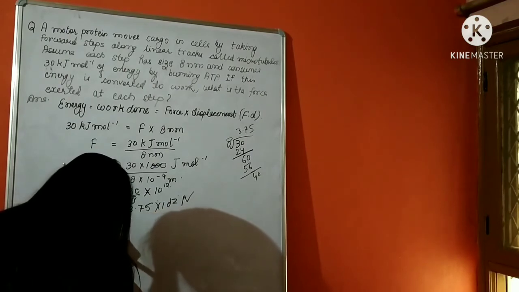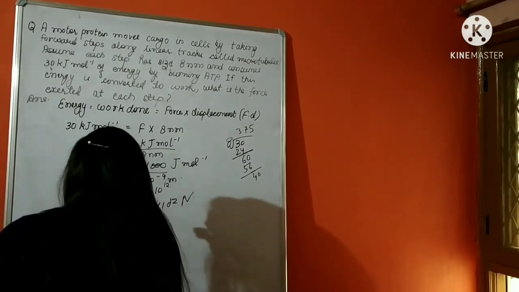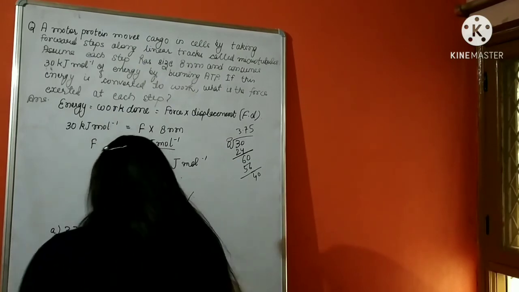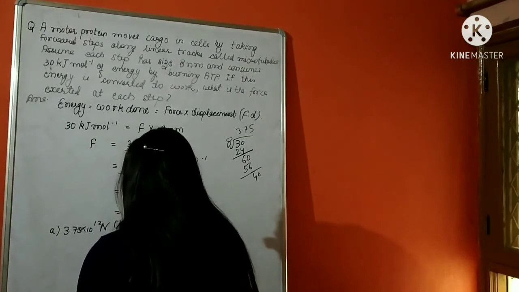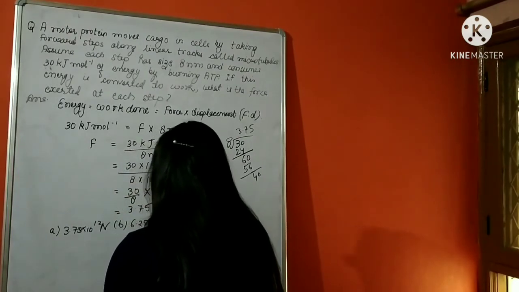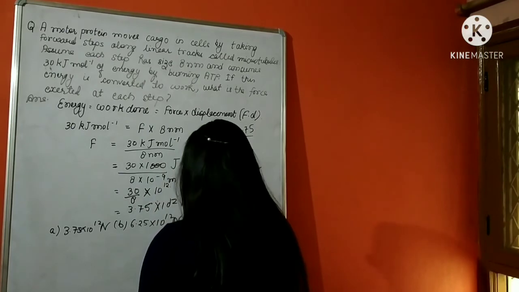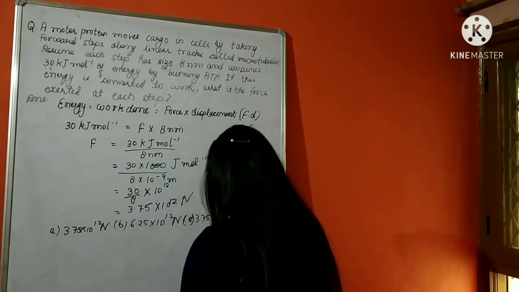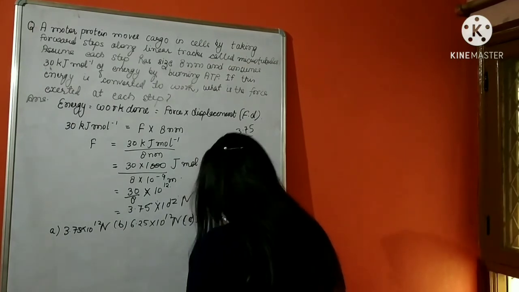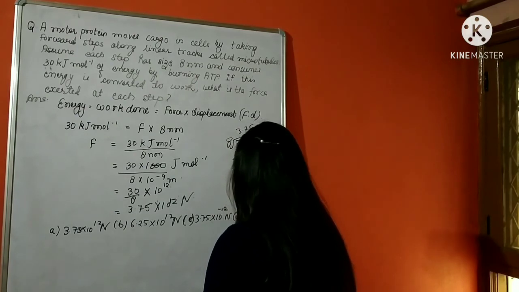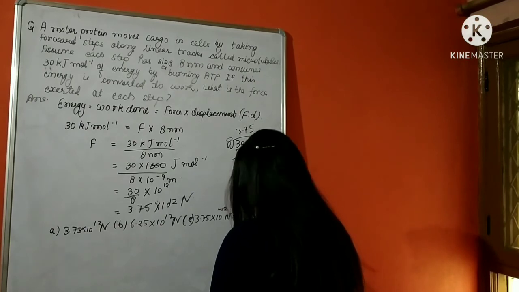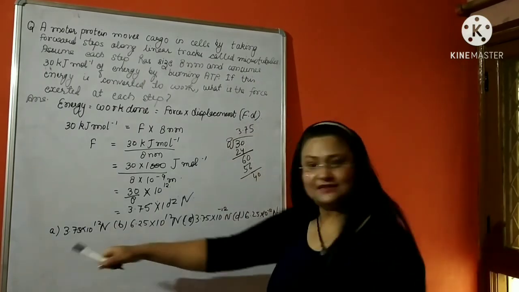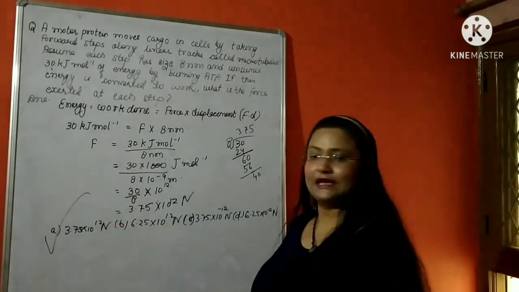And the options given were A 3.75 into 10 to the power of 12 newtons and B 6.25 into 10 to the power of 12 newton, C option was 3.75 into 10 to the power of minus 12 newton, and D option was 6.25 into 10 to the power of minus 12 newtons. So these were the options given. So the option is A.